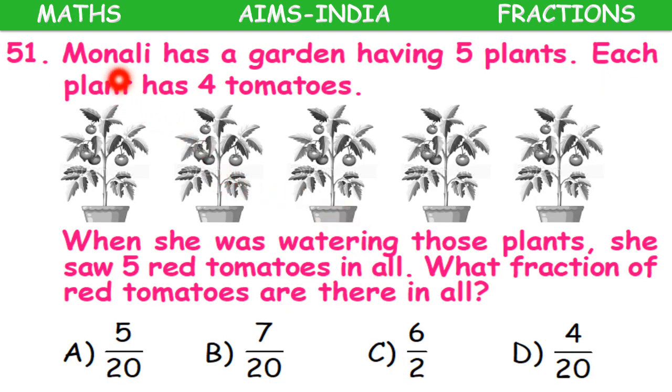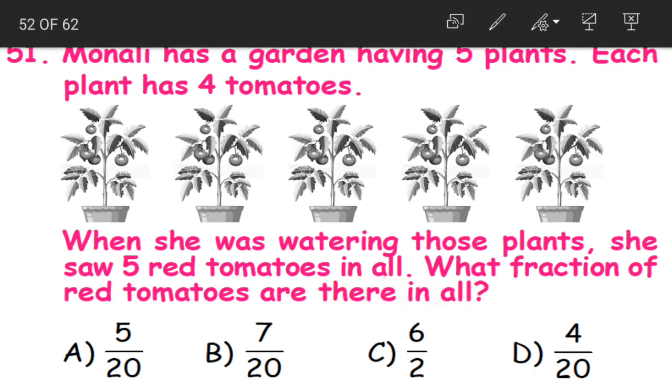Next question 51. Monali has a garden having 5 plants. Each plant has 5 tomatoes. When she was watering those plants, she saw 5 red tomatoes in all. What fraction of red tomatoes are there in all? Now what are they saying? See, can you see these 5 plants? Yes children. So on each plant we are having 4 tomatoes. How many tomatoes? 4. In this 4, 4, 4 and 4.